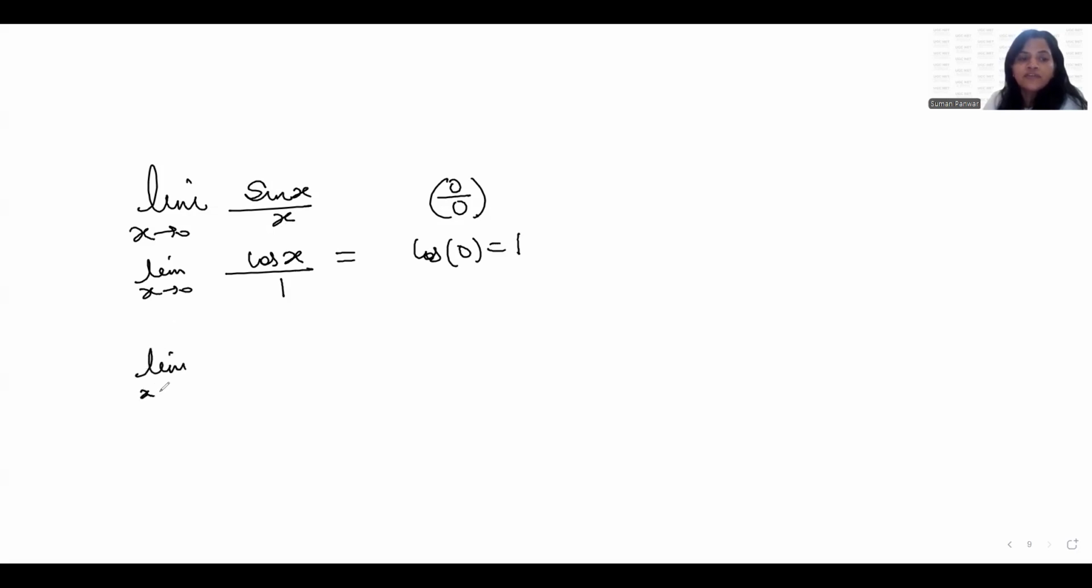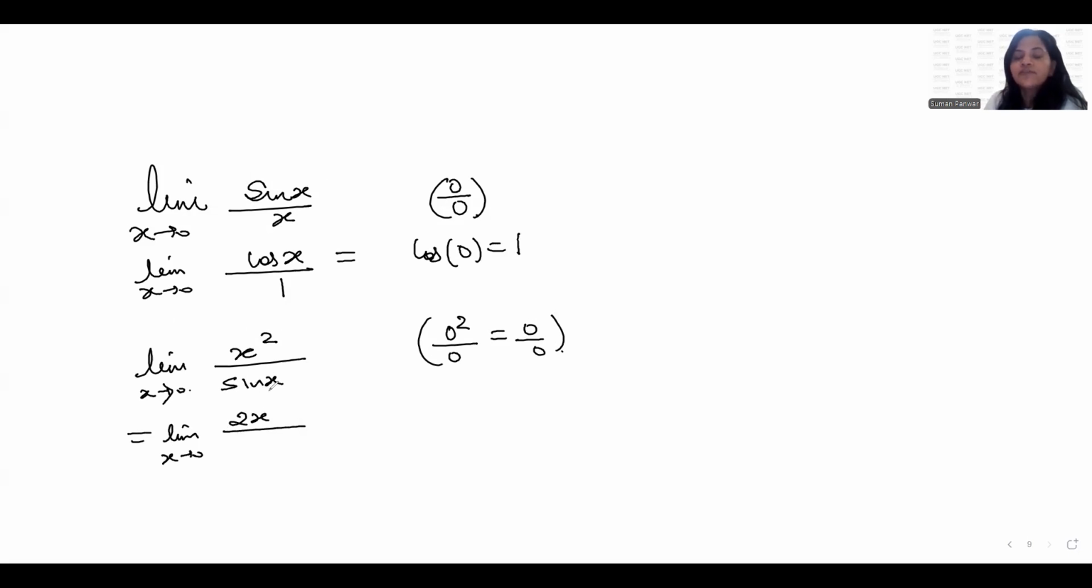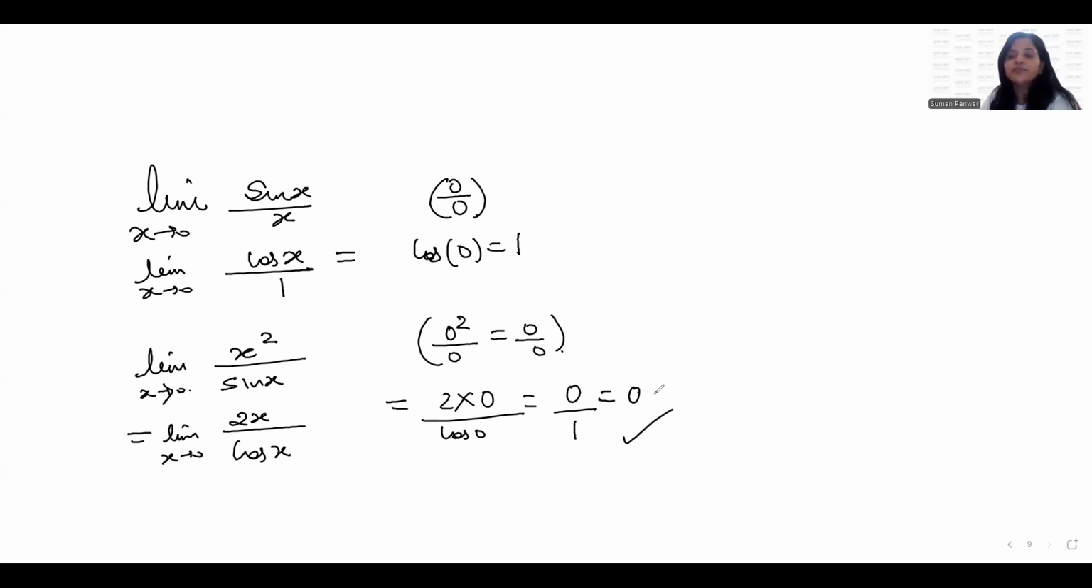Now, for example, you have a situation like this. Limit x tending to 0, x square by sin x. Now you put x equals to 0, so you'll get 0 square by sin 0, which is 0. So 0 by 0. So again, you apply L'Hopital rule. So what is L'Hopital rule? Differentiate the numerator, which is 2x. Differentiate the denominator, which is cos x. And now put x equals to 0. So 2 into 0 divided by cos 0, which is 0 by 1, which is 0. So this is the beauty of L'Hopital rule. That is how we evaluate limits.